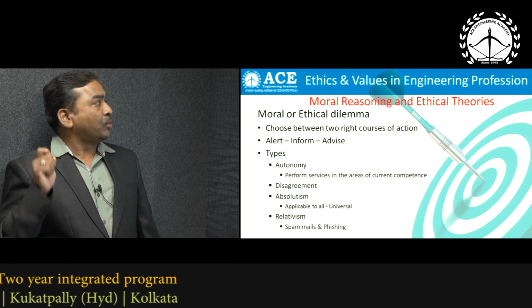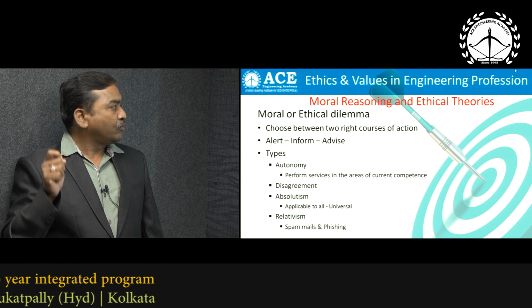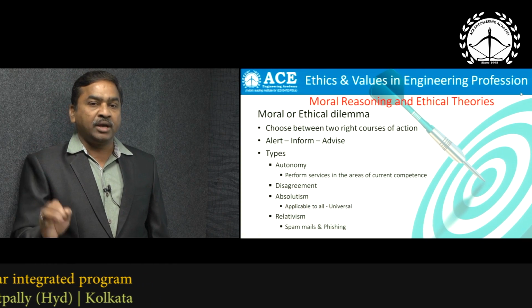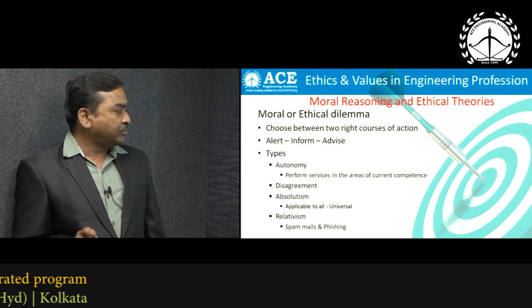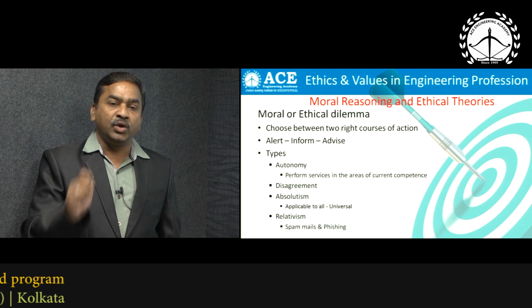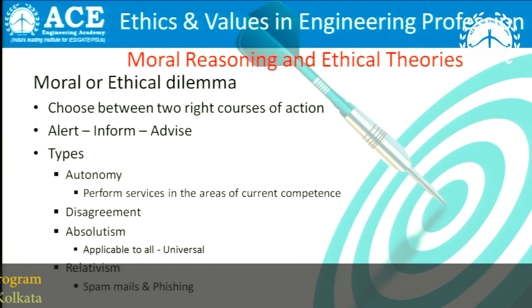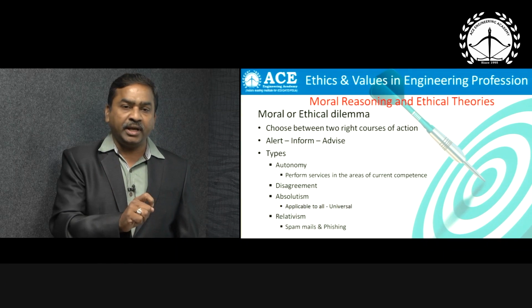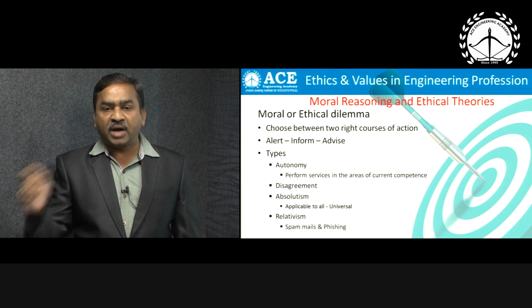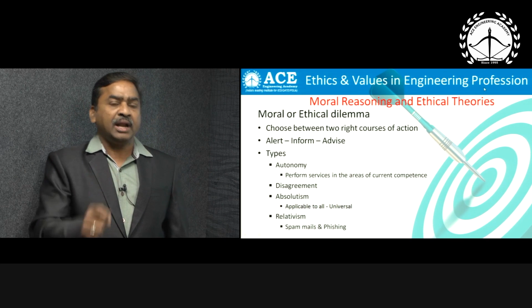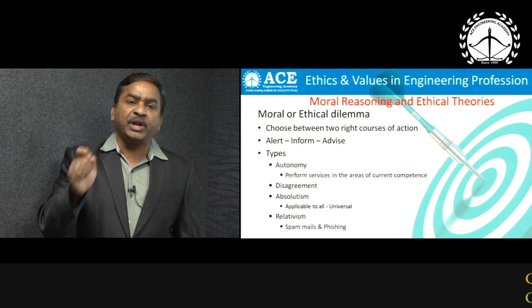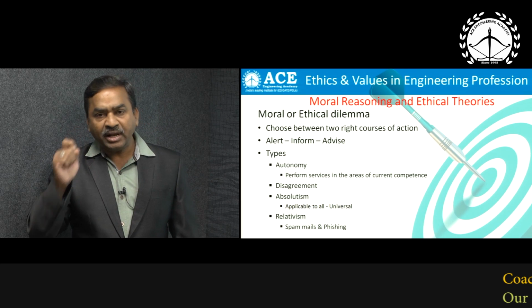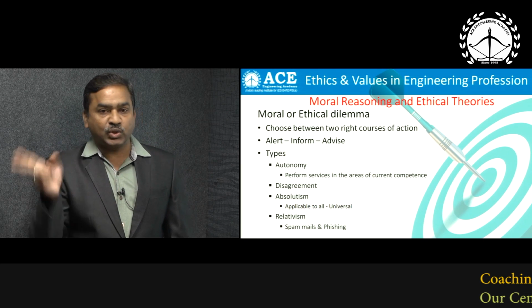Again, ethical theories and moral ethical dilemmas are of several types. Autonomy, where you are autonomous to take the decision. Disagreement, absolutism. Absolutism means a common law applicable to all, universally. Relativism: in some parts of the country or in some parts of the society, the rule is applicable, in some parts it may not be applicable, it depends on the community. For example, let me take a computer science example here. Phishing and spam emails is not a crime in Russia, whereas it is a crime in the USA. So it depends on the society.